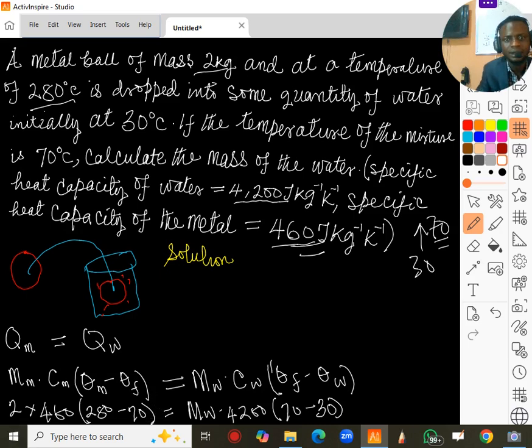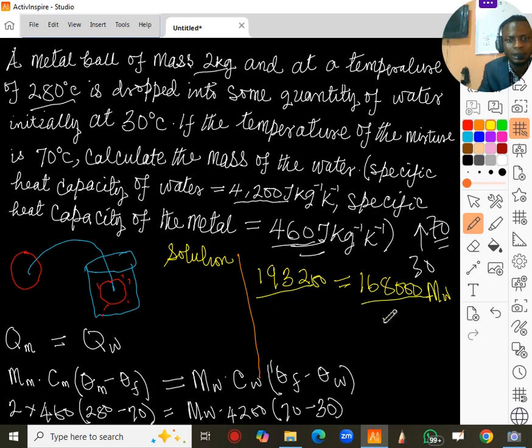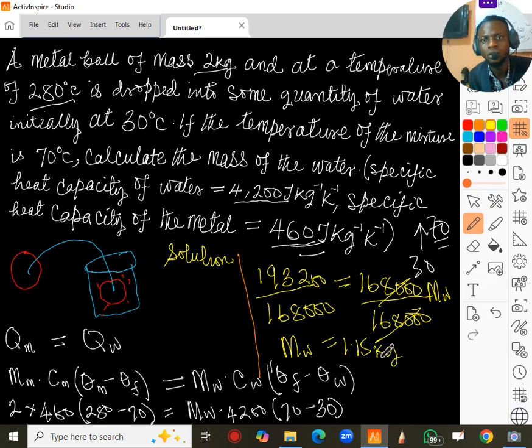So if we simplify all this, everything here should give us 193200 equals, this should give us 168000 multiplied by mass of water, and if we divide through by 168000, this will cancel this, and we are left with the mass of water being given by 1.15 kilogram.